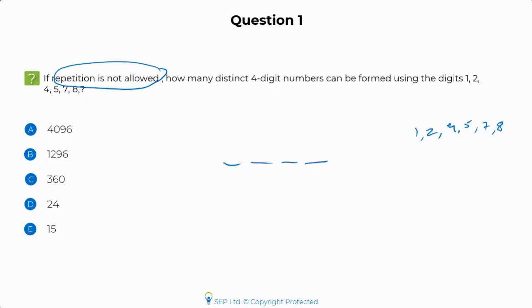Okay, so we have 6 ways of filling the first place. If I take up any number, let's say I take up 2, then I don't have 2 available again. So I have 5 ways of filling the next space. If I take up 7, I just have 4 ways of filling the next space, and then I have just 3 ways of filling the next space. So if you multiply all of it, you will get to your answer, which is 360. Okay, so this is the right answer, and I'm happy to see that most of you got it right.